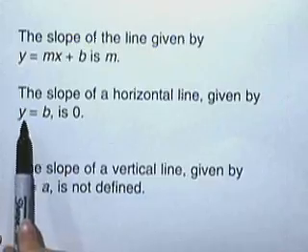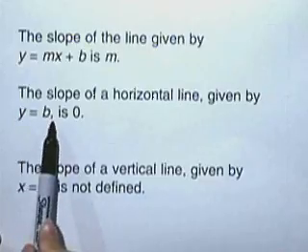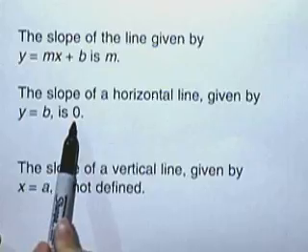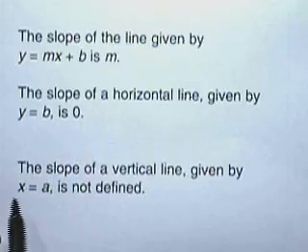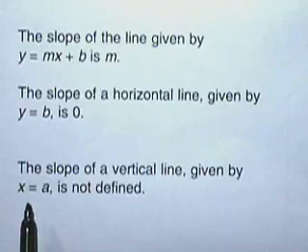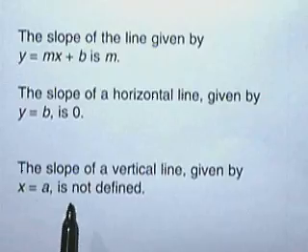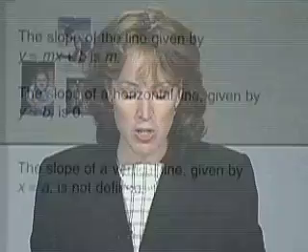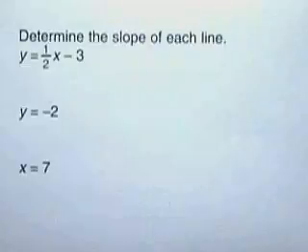Now notice here, y equals b represents a horizontal line, and again, the slope of a horizontal line is 0. X equals a constant is the form for a vertical line, and vertical lines have slopes that are not defined. So we'll determine the slope of each of the following lines. We have y equals 1/2 x minus 3, y equals -2, and x equals 7.